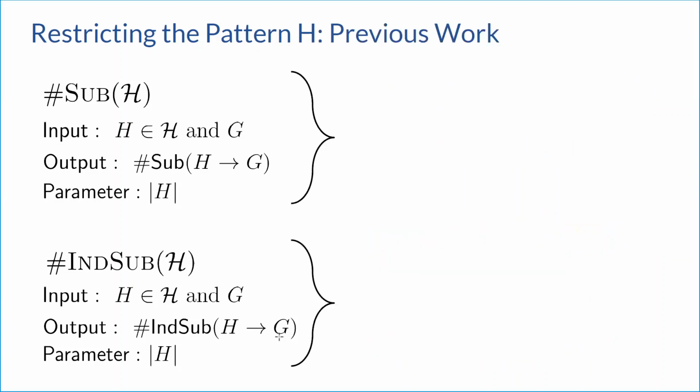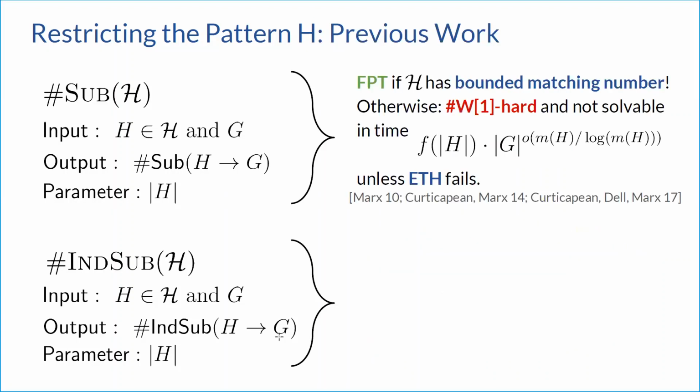For subgraphs, a work of Curticapean, Dell, and Marx proved that the problem is fixed parameter tractable whenever the class of allowed patterns has bounded matching number. Here, the matching number of a graph is the size of a maximum matching of the graph, and we say that a class has bounded matching number if there is an overall constant such that the matching number of each graph is bounded by this constant.